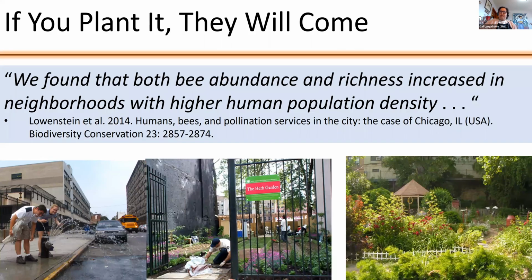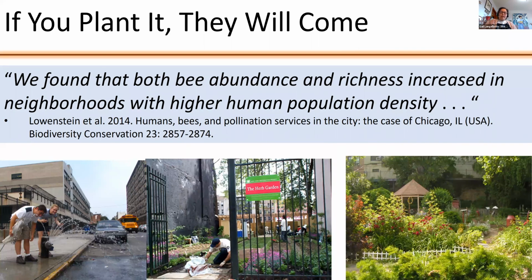I love to call out this particular study. Once again, this one done in Chicago, where David Lowenstein and his colleagues were studying where they found the most bees across Chicago and where they found the most species of bee. And what they found was that in the most densely populated neighborhoods of Chicago, they had higher bee abundance, higher bee species richness, and they had more pollination services, which to me was just mind-blowing because human beings are typically associated with the demise of ecosystem services. Here was an instance where we were having a positive impact.